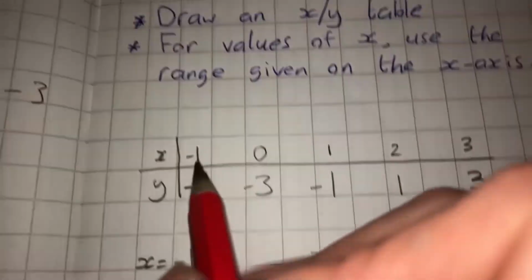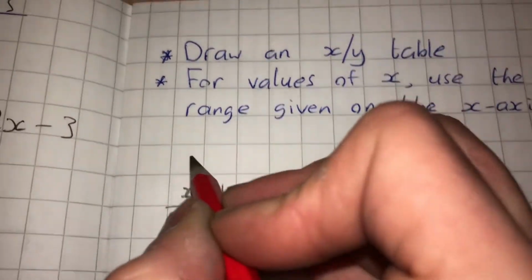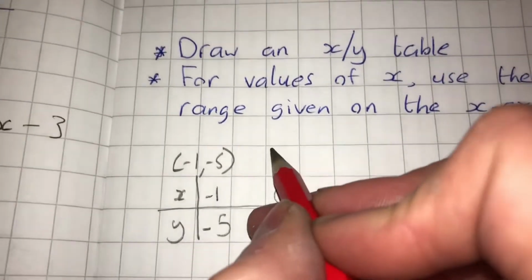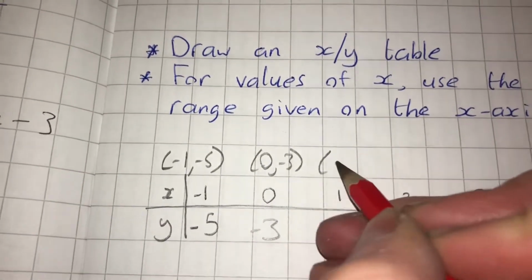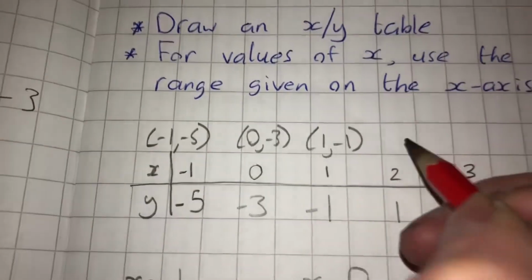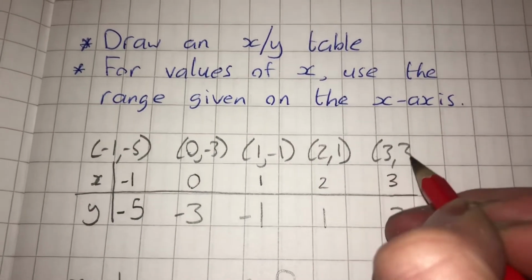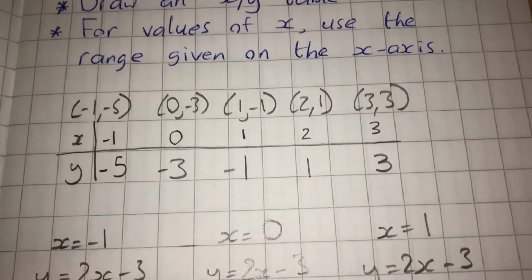Now remember, these are indeed coordinates, the x coordinate and y coordinate. So that is the coordinate -1, -5. We're going to plot these in a straight line in just a second. This is 0, -3. This is 1, -1. This is 2, 1. And this is 3, 3. So I can plot these coordinates, and again, if done correctly, it should give me a perfectly straight line.